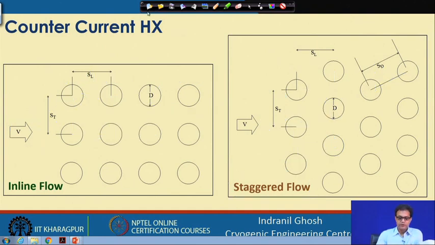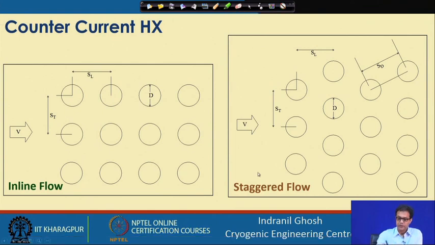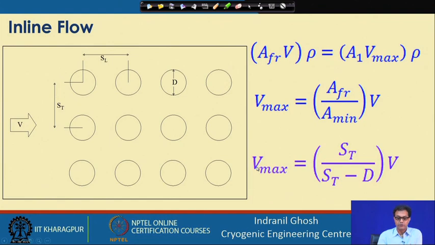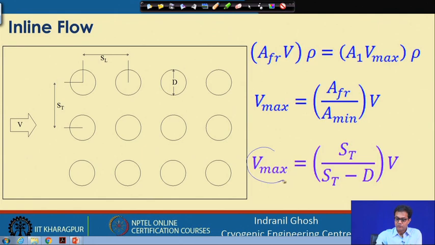So, here we now consider that depending on the inline or the staggered flow configuration, we may have different heat transfer coefficients possible. So, let us first try to find out what is there in the inline flow configuration. Before going into the heat transfer coefficient, it is important to know the maximum velocity, because that will be used to calculate the Reynolds number.